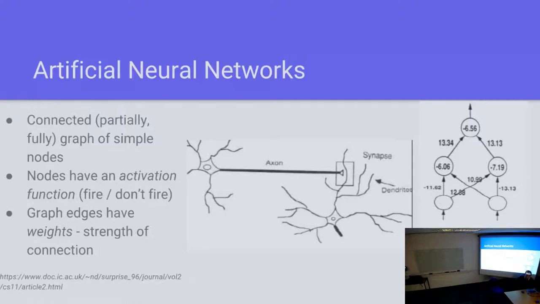Okay, so these networks can be connected. These networks can be described as a graph. They're a graph of simple nodes. They can be partially or fully connected, depending on what you're doing, and there are different reasons why you do both. They have an activation function. This node here is aggregating two weights, and then it needs to decide if it's going to fire or not. So you have an activation function which controls whether this node or neuron is going to stay quiet and say, no, I'm not going to have any part of this particular input, or whether it's going to actually fire and try and drive some output to the next layer in the network.